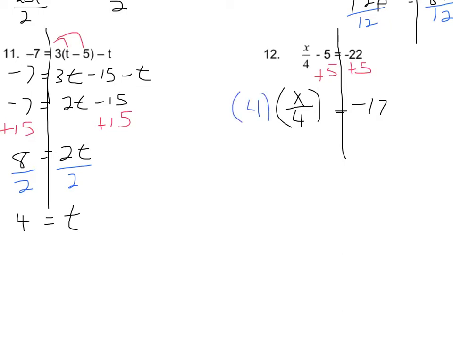And what I do to one side of an equation, I have to do to the other. So negative 17 times 4. These cancel here, or not really cancel, but it becomes 1 because this is like saying 4 divided by 4. So that's 1x equals, and then negative 17 times 4 is negative 68.